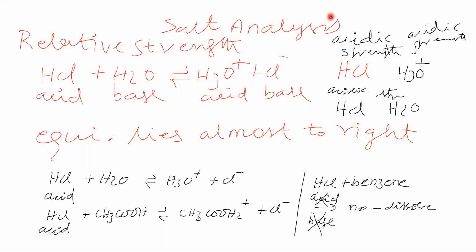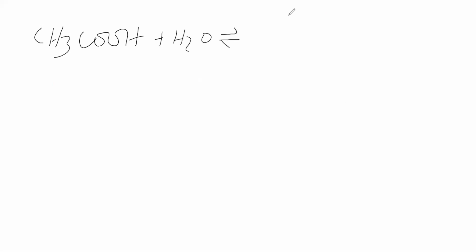Next, we'll talk about water. Now we'll take acetic acid and add it into water. Acetic acid donates H plus to water. Therefore, acetic acid becomes acetate ion, and H2O takes H plus and becomes H3O plus. This acetic acid is donating H plus to water.